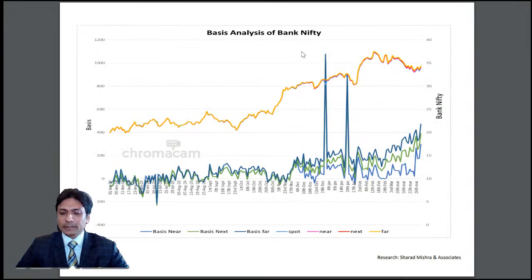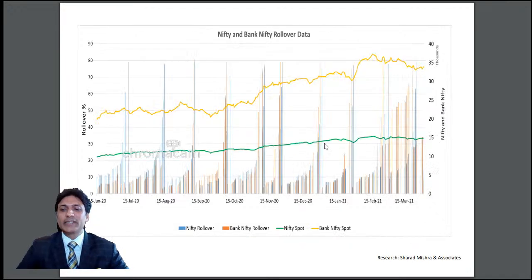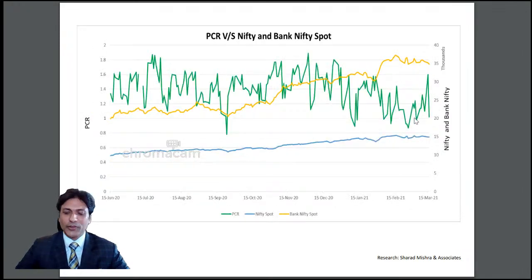If you look at Bank Nifty analysis of basis, then we have seen it consistently increasing for far futures. The basis is highly increasing. It has gone away from next futures basis. If we analyze the Nifty and Bank Nifty rollover data, then huge rollover on a daily basis in March for Nifty futures, and after that, in last week of March, we have seen the rollover in the Bank Nifty futures also.